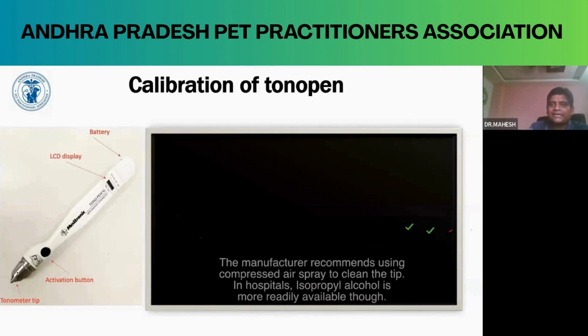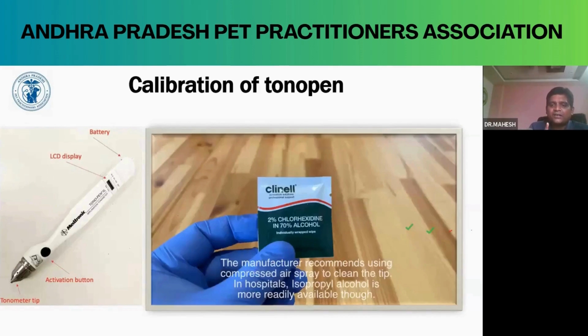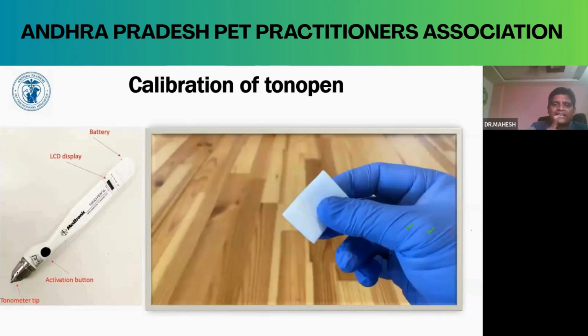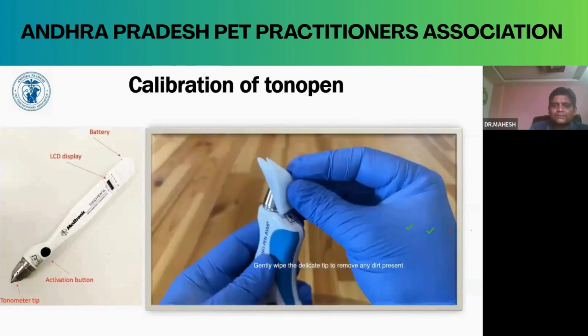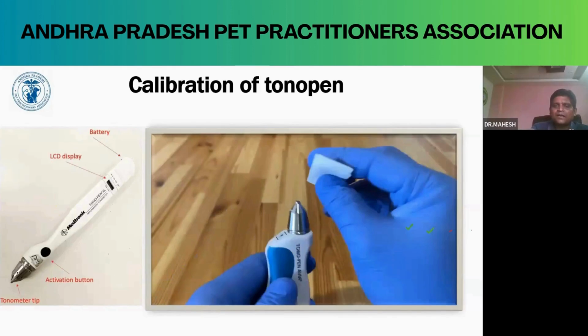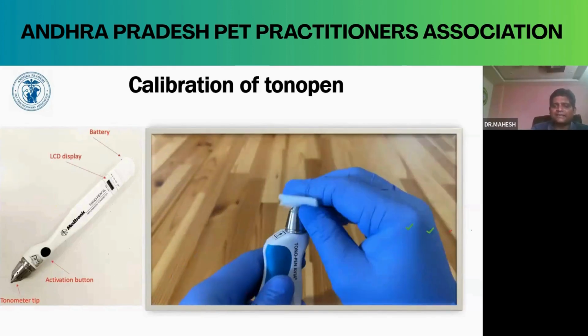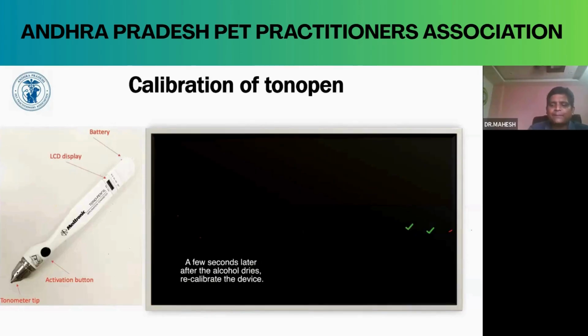is not calibrated. In those conditions, you have to clean it with the antiseptic or the strips, the tips, and also check the battery. This is regarding the calibration of the tonopen.